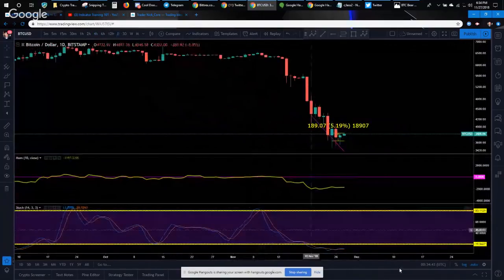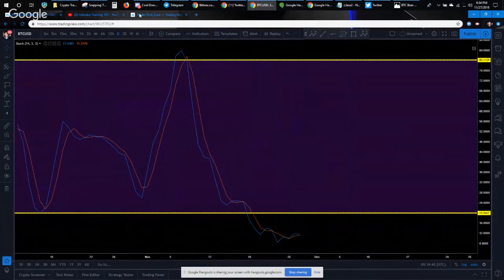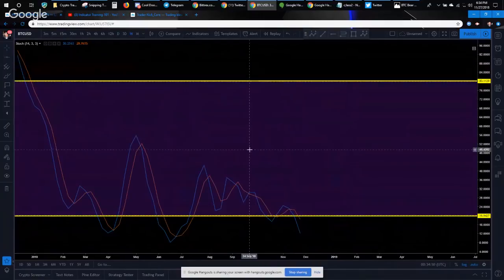If we go over to this daily, you can see we've been in oversold conditions for quite a while, several days here. Let's take a look at the weekly. It is just barely getting into these oversold conditions.